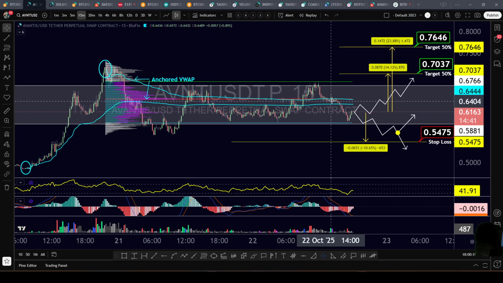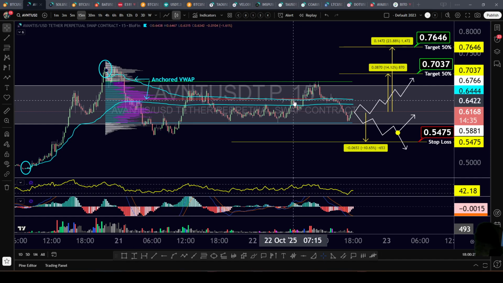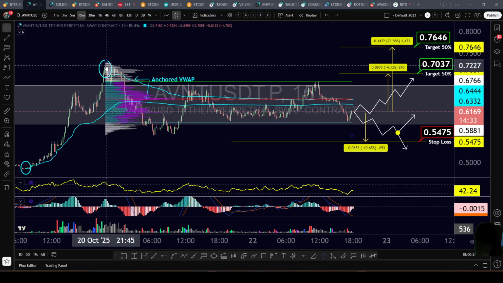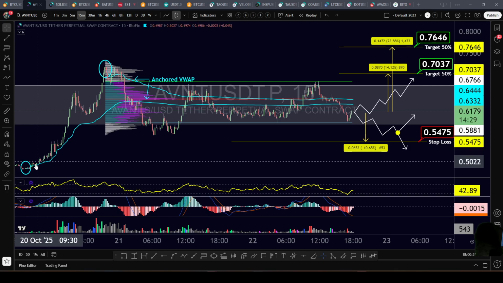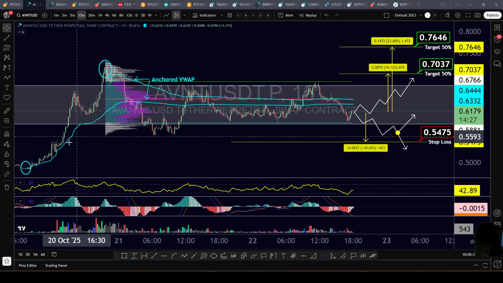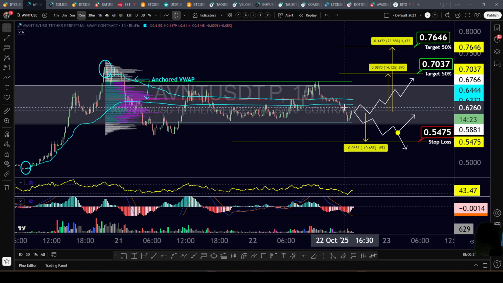We can see the POC, point of control, is right here. This is where a lot of the price action happened, which also coincides with our anchored VWAP from the high. It's coming down here, and then from the low, the start of this range, we have this. So it creates a zone. I like doing this because it creates a zone.